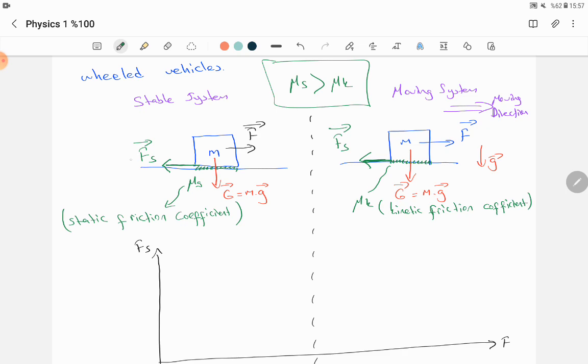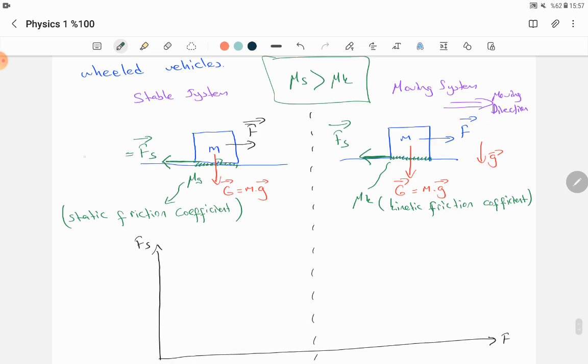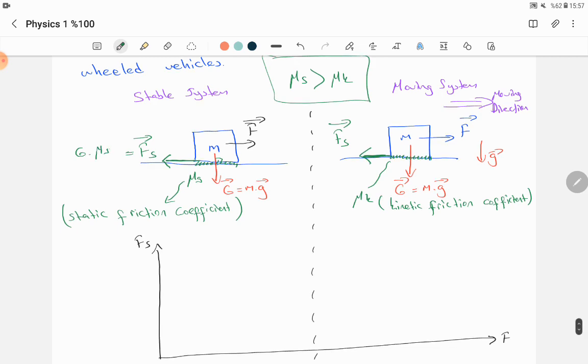And in the stable system, we can find the frictional force. At 90 degrees, it is G times mu s, the static frictional coefficient. This is a force, and the unit is Newton.